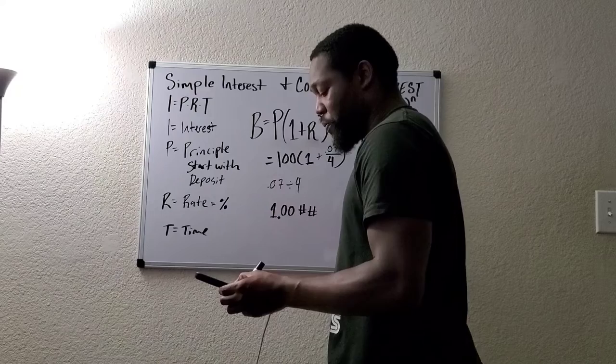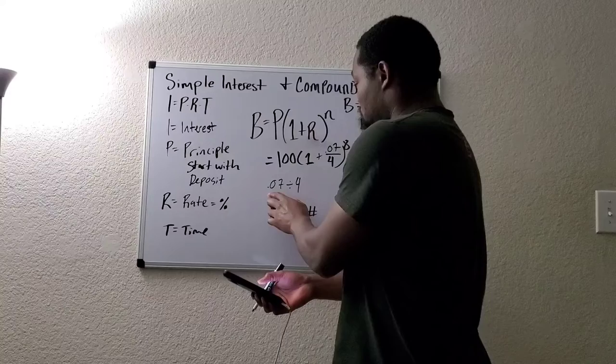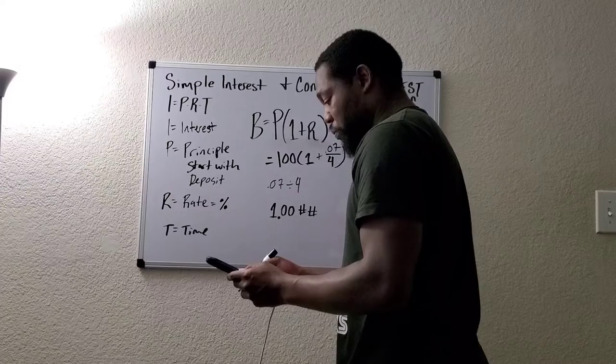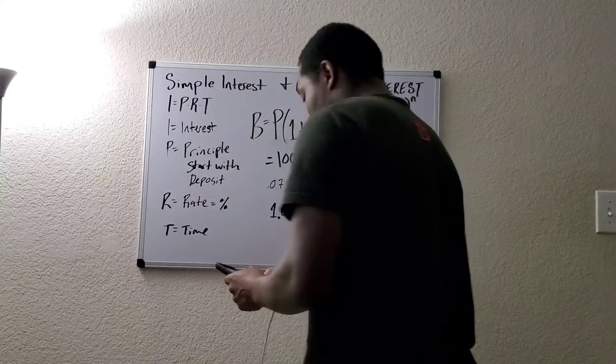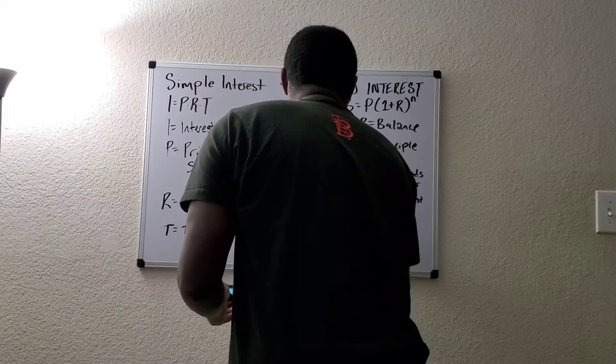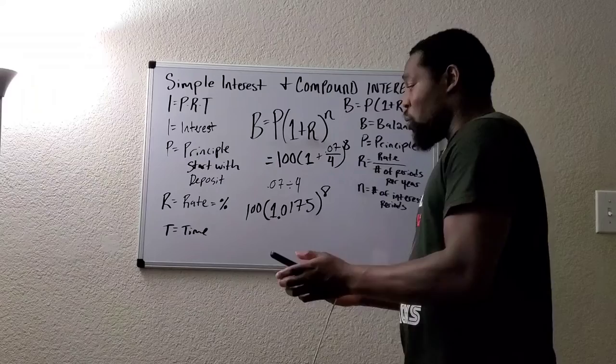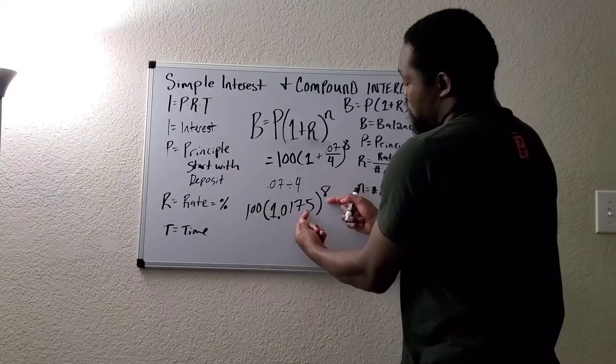Where's my calculator? So again, I'm going to just put this right here into my calculator on my phone. And that number was 0.0175. Now with that 0.0175, I'm just going to add that 1 to it. So now our new formula will look something like this, right? Now the next step, what I was trying to say to you about solving this part, now we're going to move to our exponent here.